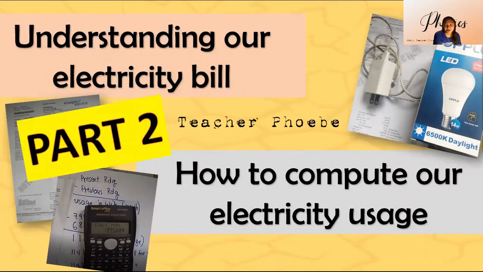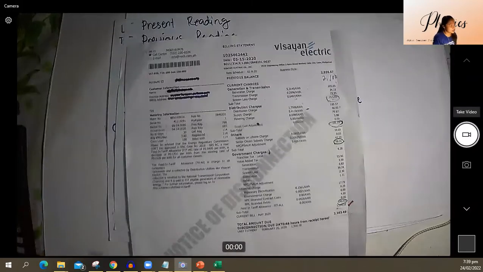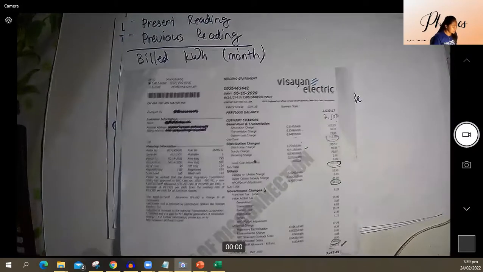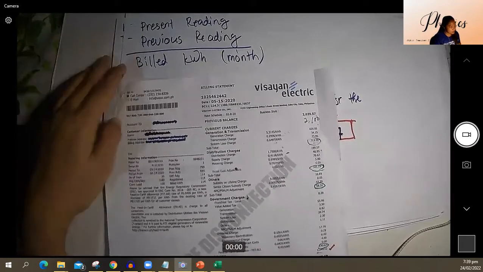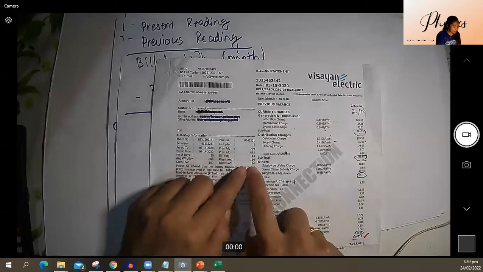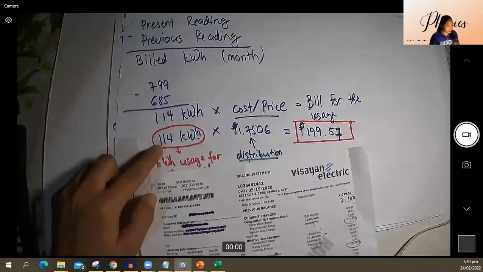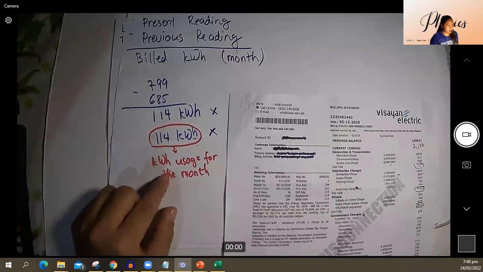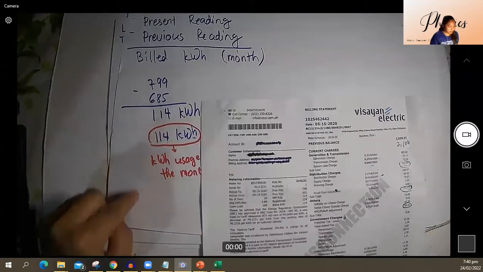Usage part 2. Last time in part 1, we were able to calculate our usage in a month using the information we have in our sample electricity bill. And we have this formula: present reading minus previous reading is equal to our billed kilowatt hour for 1 month. From our sample electric bill, we were able to get 114 kilowatt hour for the month. This is our result from last time, which is 114 kilowatt hour, and this is the kilowatt hour that will be billed for the month.